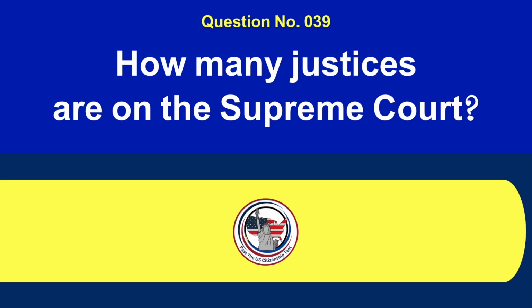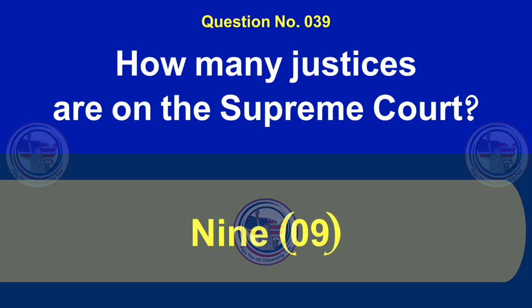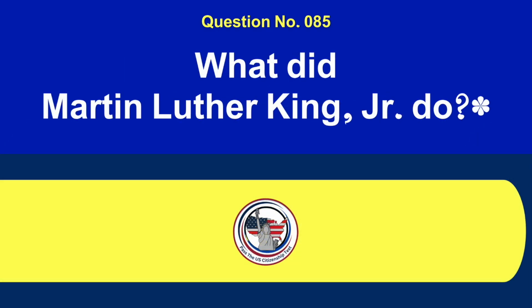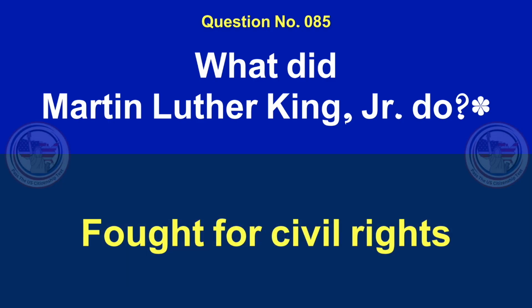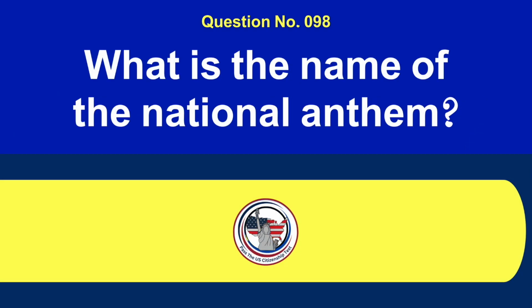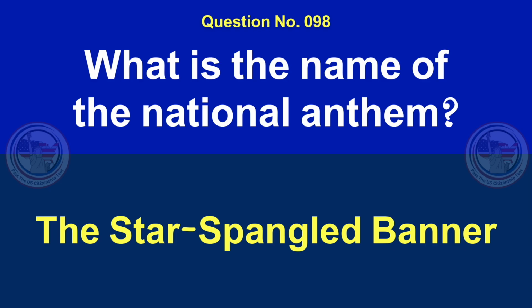How many justices are on the Supreme Court? Nine. What did Martin Luther King Jr. do? Fought for civil rights. What is the name of the national anthem? The Star-Spangled Banner.